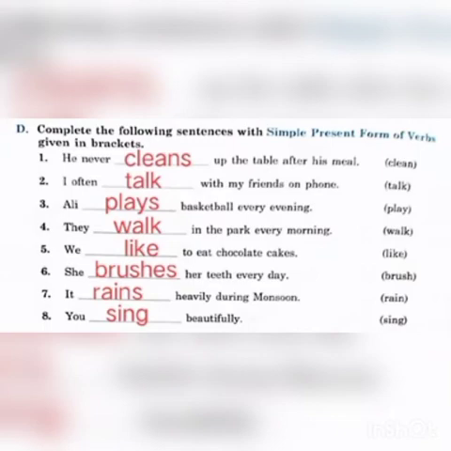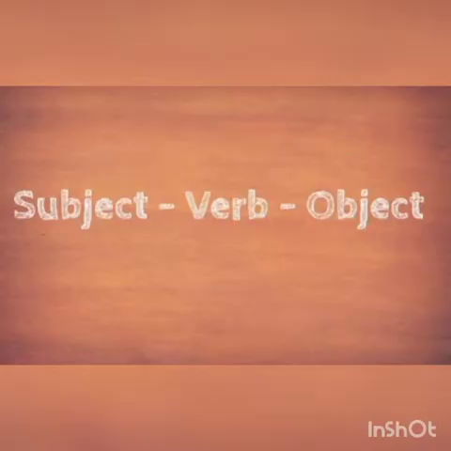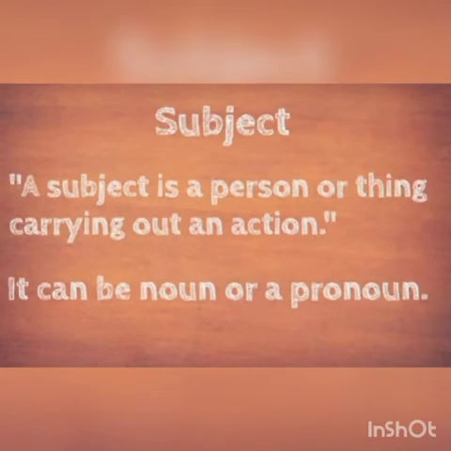Let's revise the other topic, subject, verb and object. How a sentence is formed. A sentence is formed with the help of subject, verb and object. What is a subject? A subject is a person or thing carrying out an action. It can be a noun or a pronoun.